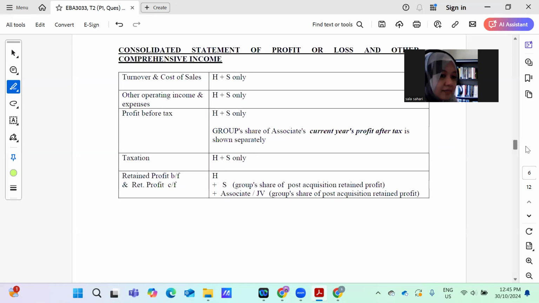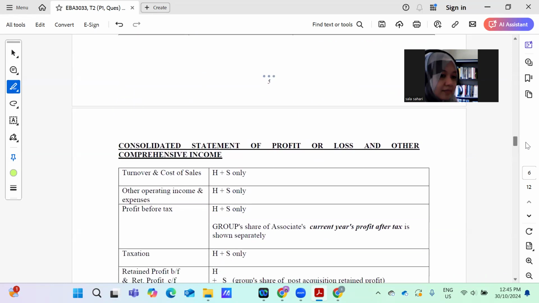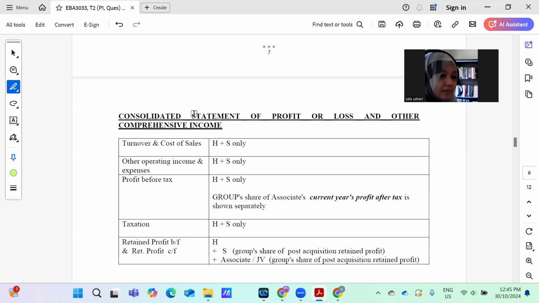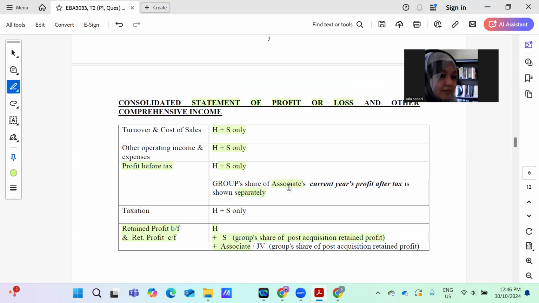For example number 2 notes, you must refer to these particular notes on page 6. This part, the consolidated statement of profit and loss. The only difference is that for most of the items, we just put H plus S, meaning parent plus subsidiary. But under profit before tax, the associate must be shown separately. But under retained profit, you must combine all of them. So only these two parts you need to differentiate between parent and subsidiary.